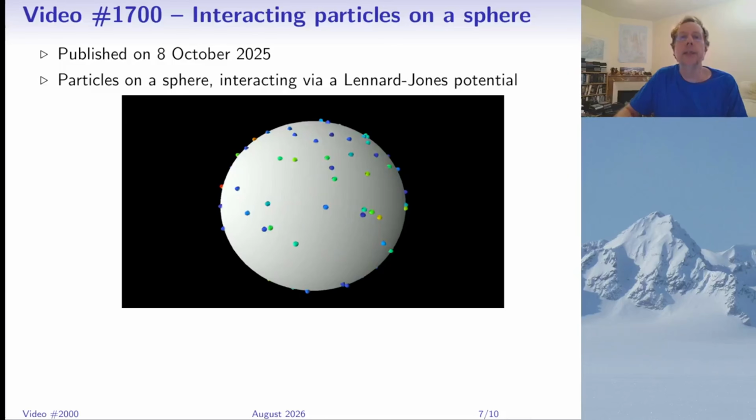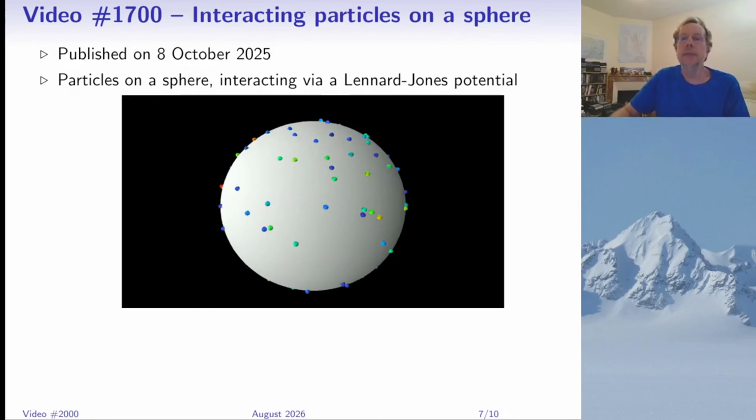Video number 1700 is my first simulation of interacting particles on a sphere. I've done many more simulations in that geometry since this one. So, to have interacting particles on a sphere, what you have to do is measure correctly the distance between particles. That allows you to compute the interaction, which is in this case a Lennard-Jones interaction, and then also to render this correctly in 3 dimensions.